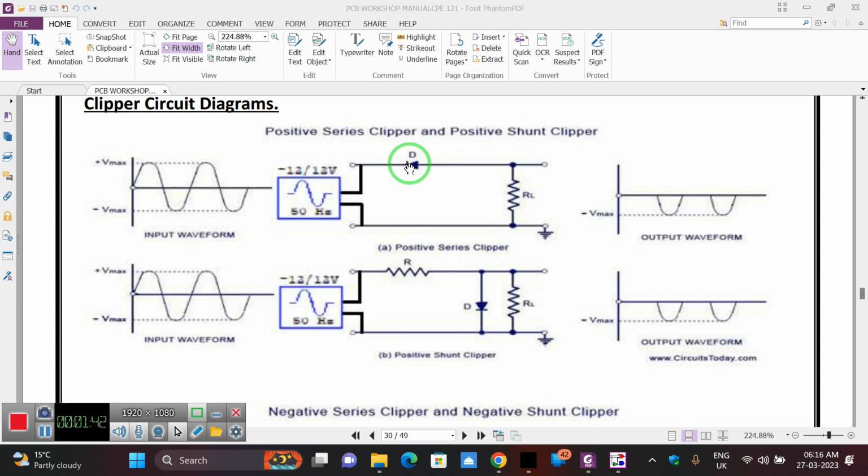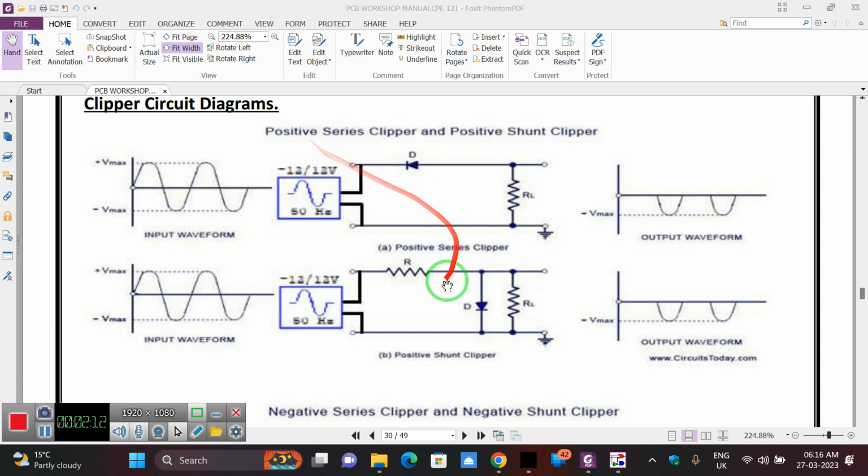When it is reverse biased, of the input signal we send, positive half cycle and negative half cycle, it will not allow the positive half cycle, it will only allow the negative half cycle. So in the output you will get only negative cycles. Positive cycles will be clipped off, meaning cut, removed. That's why the name is positive series clipper: the diode is kept in series, and positive means it is removing the positive cycles.